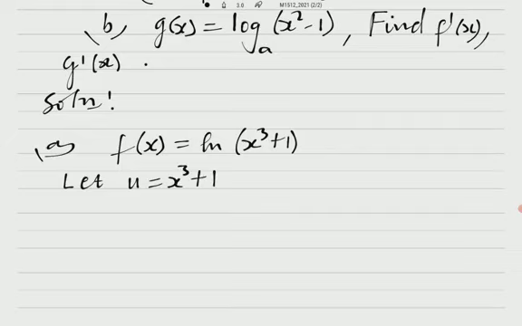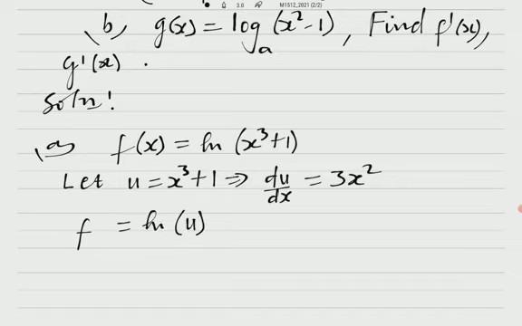Always try to make your life simple. Wherever you find a complicated problem, try to let and then make it simpler. Once you do this, it implies that if we take the derivative of u with respect to x, you would get nothing but 3x squared by power rule. And then now let's go back to f. It means now we can write f as a function of u. That means now f is equal to ln of u.